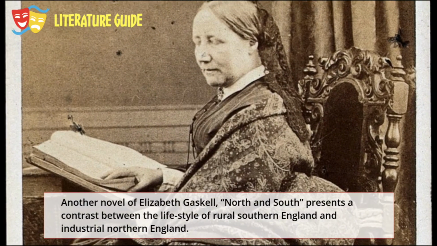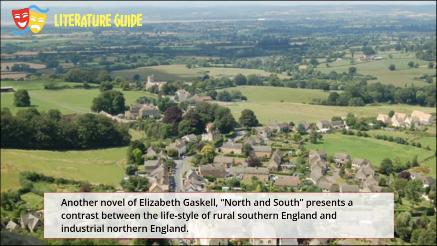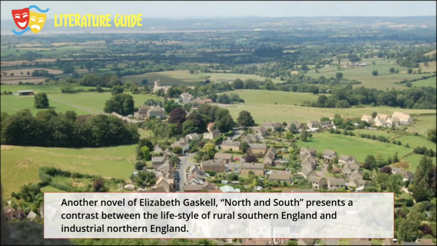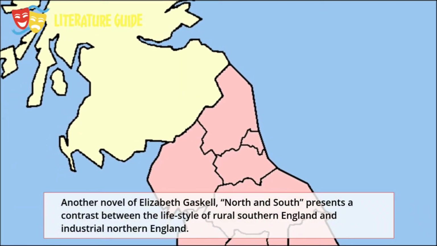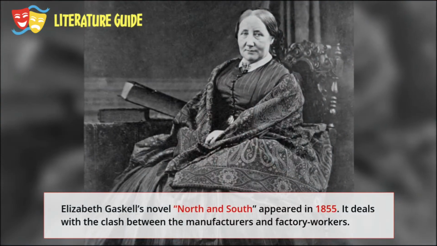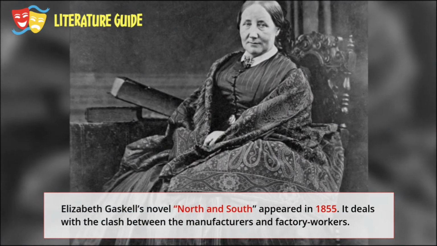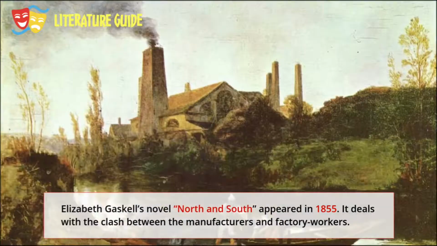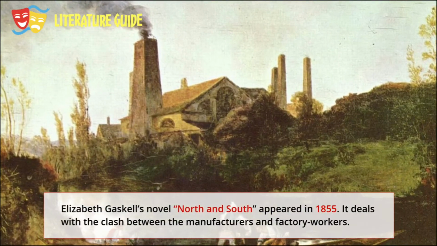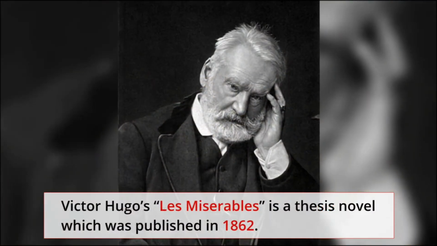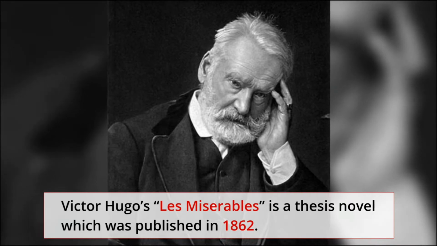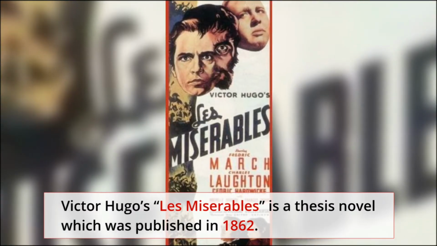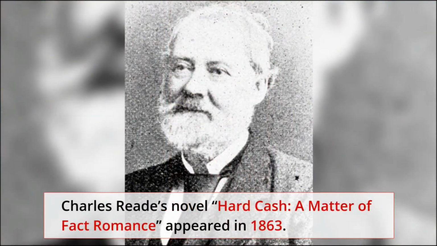Another novel, Elizabeth Gaskell's North and South, presents a contrast between the lifestyle of rural southern England and industrial northern England. Elizabeth Gaskell's novel North and South appeared in 1855. It deals with the clash between the manufacturers and factory workers. Victor Hugo's Les Miserables is a thesis novel which was published in 1862.